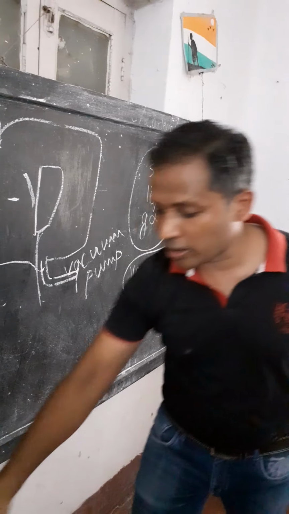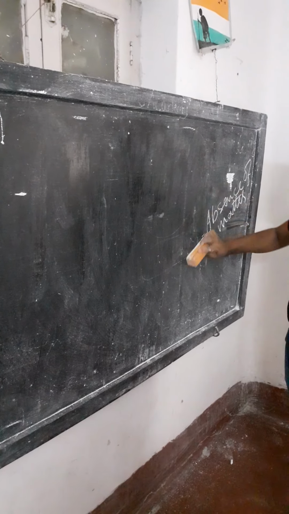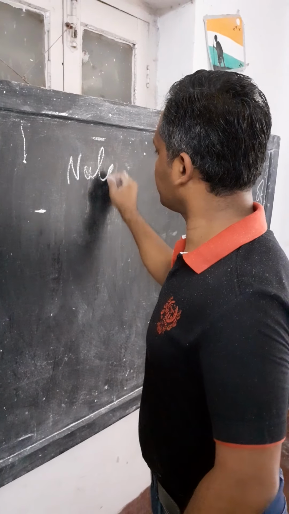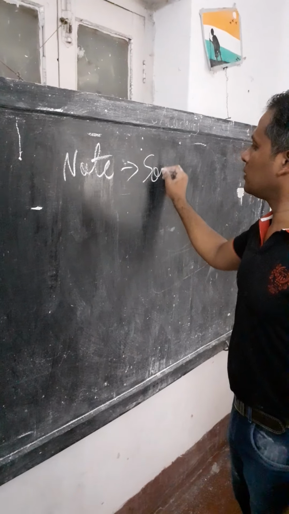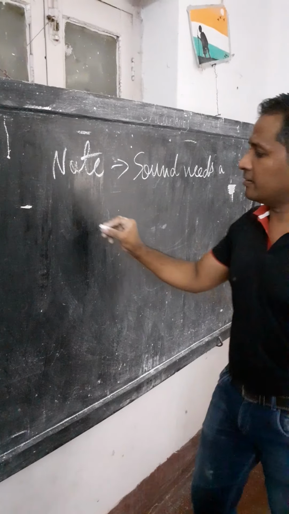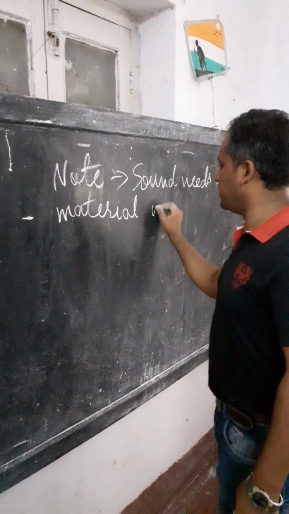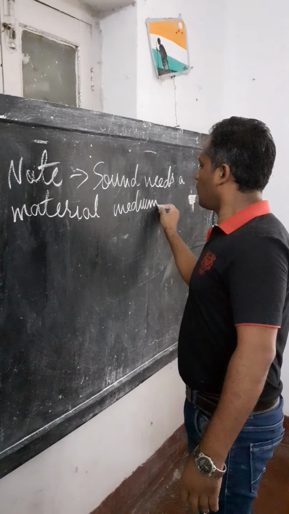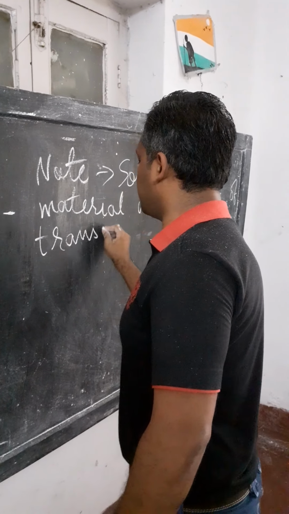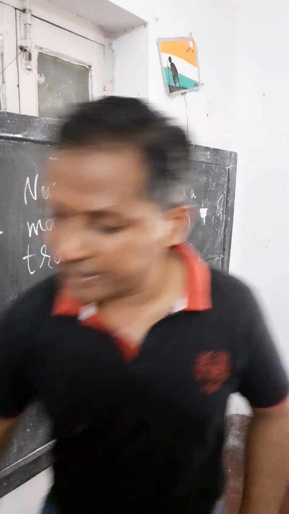So remember, one important point which you have to remember is, sound requires a material medium for transmission. Note, that is an important point. Sound needs a material medium. Material medium means it can be solid, it can be liquid, or it can be gas. Transmission means going from one place to another. This transmission requires a material medium.